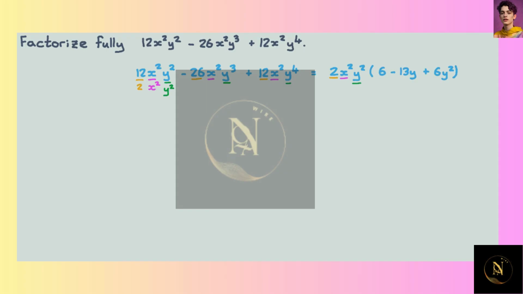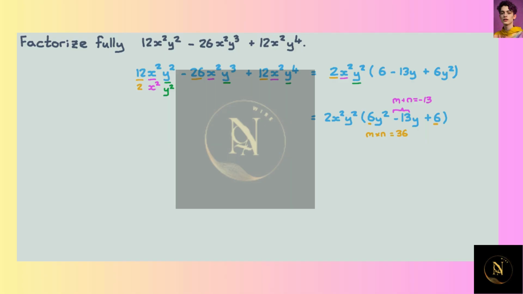This gives us 2x squared y squared multiplied by 6 minus 13y plus 6y squared. We usually write expressions with the powers of the variables getting smaller, so we will rewrite the factor as shown. We are not done yet. We need to check if we can factor the quadratic into linear factors.